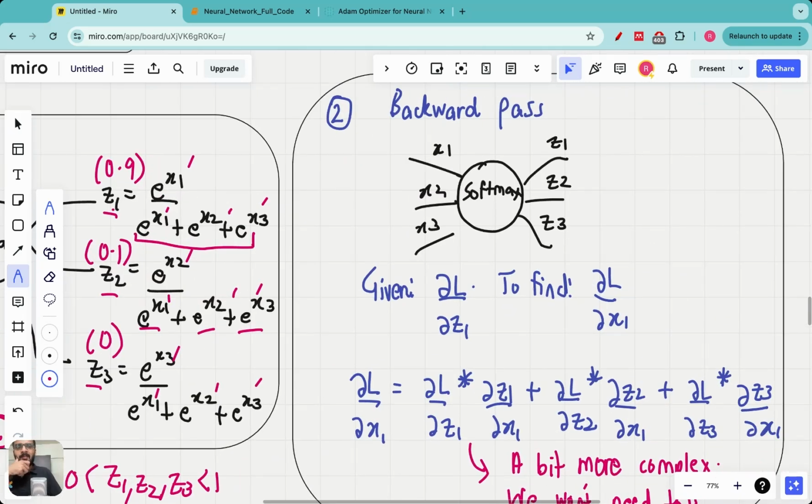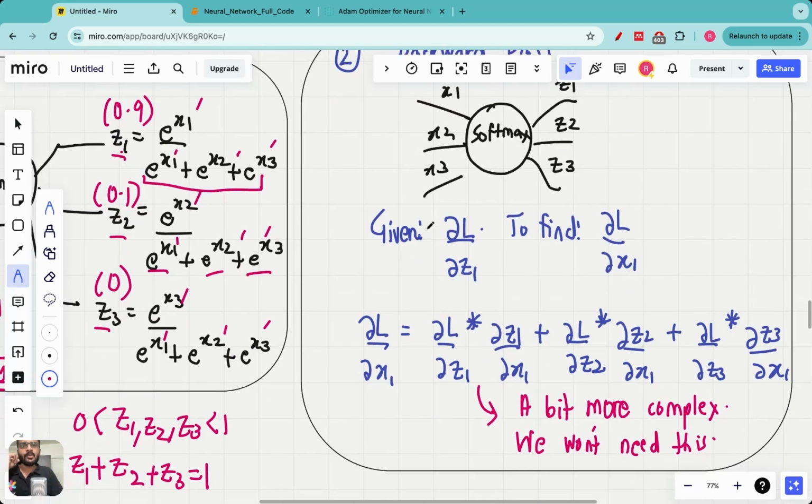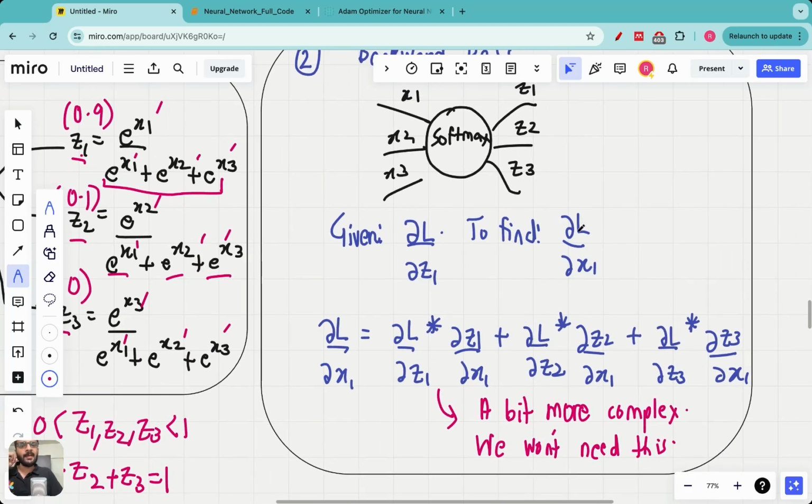Now let's look at the backward pass. So we have been given the partial derivative of L with respect to Z1, Z2, and Z3, and we have to find the partial derivative of L with respect to x1, x2, and x3. So let's say the partial derivative of L with respect to Z1 is given to us, and we want to find the partial derivative of L with respect to x1. Now this is a bit tricky because x1 affects both z2 as well as z3. So the partial derivative of L with respect to x1 is not just the partial derivative of L with respect to z1 multiplied by the partial derivative of z1 with respect to x1.